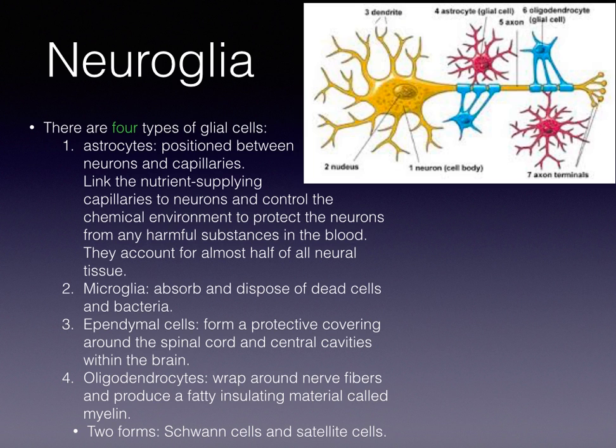Ependymal cells form a protective covering around the spinal cord and central cavity within the brain. So these are going to be our policemen. They're going to protect our nervous tissue. And oligodendrocytes wrap around nerve fibers and produce a fatty insulating material called myelin. Through our stations, you should have learned more about myelin or the myelin sheath, also known as Schwann cells. We have two forms of these myelin sheaths, the Schwann cells and the satellite cells. Those are vocab words you should already be familiar with.